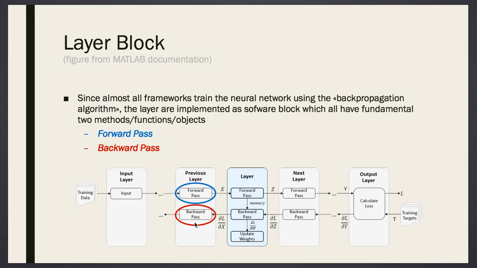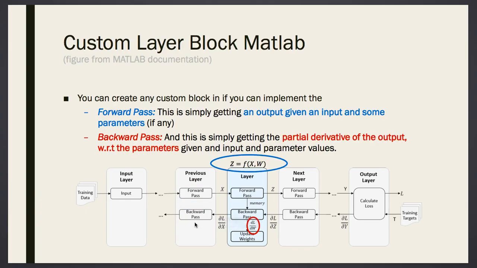What do the forward pass and the backward pass do? Actually, you already know this. But if you implement it, yes, you can add these layers to your own graphs, and you can apply backpropagation and forward run to them. What are these forward pass and backward pass?